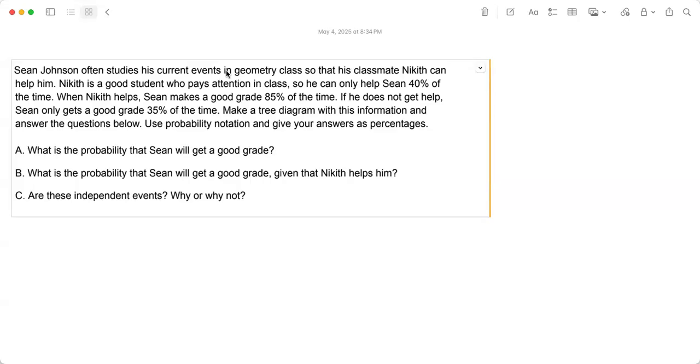Sean studies. Classmate Nikit helps him. That's the scenario. Nikit can only help Sean 40% of the time. That means what? 60% is not going to help Sean. Nikit helps, N, means Sean gets 85% good grades. N complement, when Nikit doesn't help, Sean gets good grades only 35% of the time. So now you have to find out the probability that Sean will get a good grade. Take your time though.